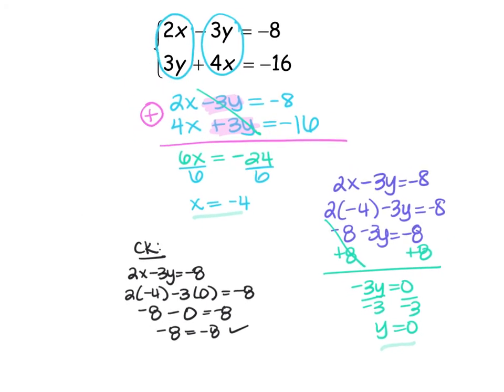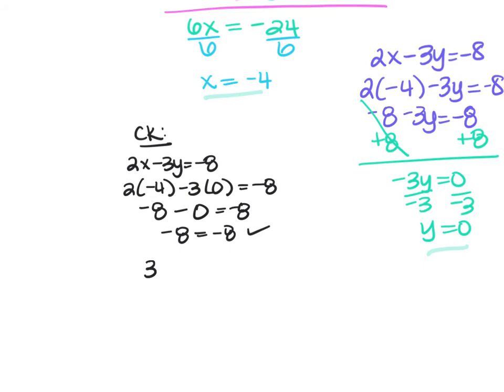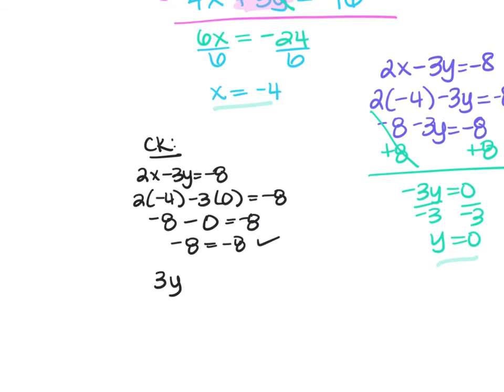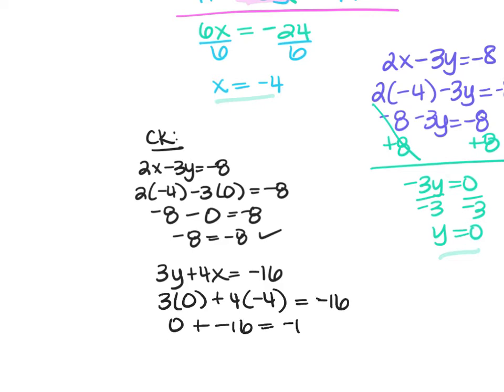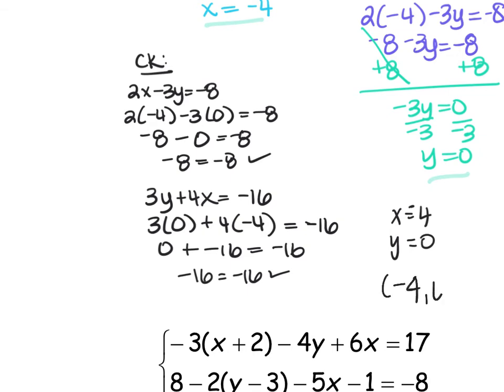The second equation said 3y plus 4x is equal to negative 16. Okay, so 3y is 0, plus 4x is negative 4, equals negative 16. 0 plus negative 16 is equal to negative 16, and that is in fact true. Okay, so my solution is x equals 4. Nope, that's a negative 4. y equals 0, so (negative 4, 0).